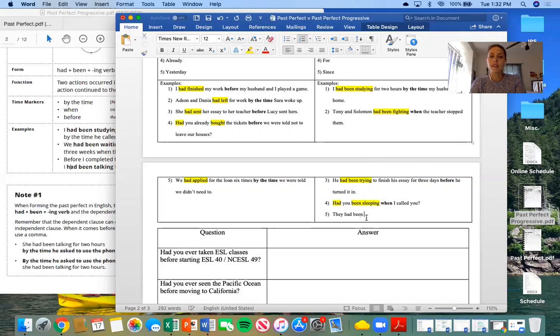They had been traveling for 3 years since he lost his job. So this is an example of using since. They had been traveling for 3 years since he lost his job. Okay. So these are my examples. Please feel free to practice yours.